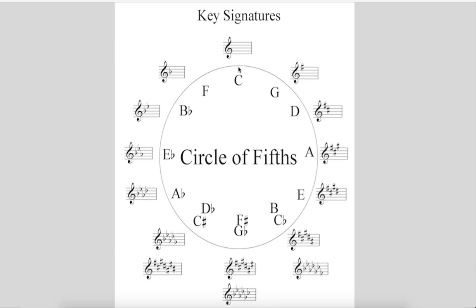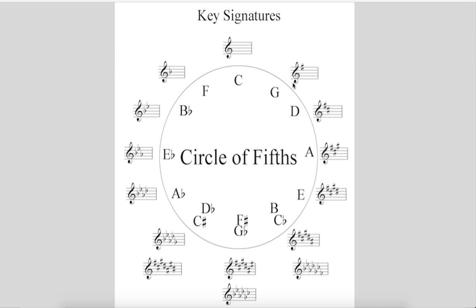If we're in the key of C, there are 0 sharps. If we go to the key of G, there is only 1 sharp. That means that the key of G is kind of close to the key of C. There's only 1 note that's different. In C, you would have an F natural, and in G, you would have an F sharp. So these 2 keys are closely related.